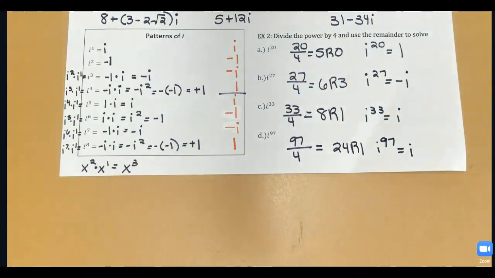Now, the only one we haven't seen an example of thus far is if I had a remainder of 2. And if I had a remainder of 2, then my second step would be negative 1.